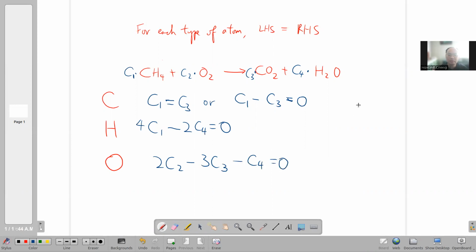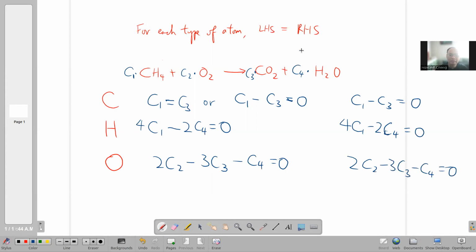So pretty soon you should realize that based on what we're doing, we would have a system of equations. The variables, the unknowns of the equations, would be the coefficients that you're looking for. And the number of equations would be based on the number of different elements that you have.